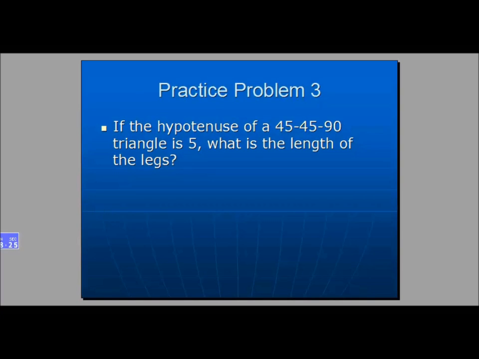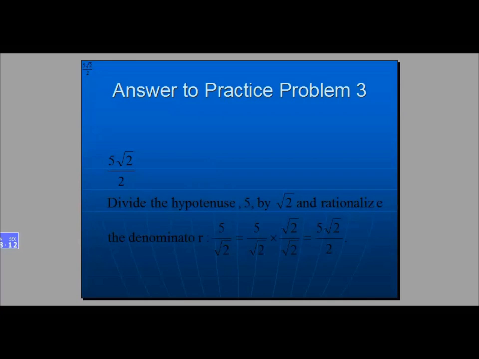Practice problem 3. If the hypotenuse of a 45, 45, 90 triangle is 5, what is the length of the legs? The answer is 5 square root of 2 over 2. We divided the hypotenuse 5 by the square root of 2 and rationalized the denominator to get that answer.